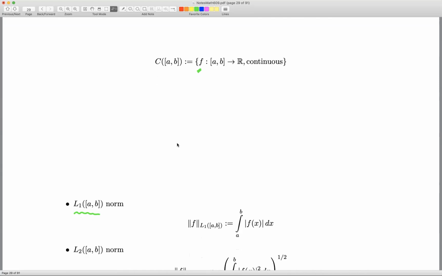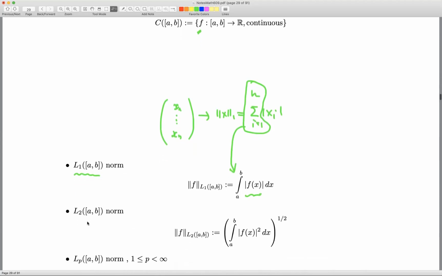So let me remind you what the L1 norm was for a vector x1 and so on, xn. The L1 norm of this vector was the sum of the absolute values of xi, i equals from 1 to n. So think that in the continuous case, the sum is substituted by the integral, and then the absolute value of xi is substituted by the absolute value of f of x.